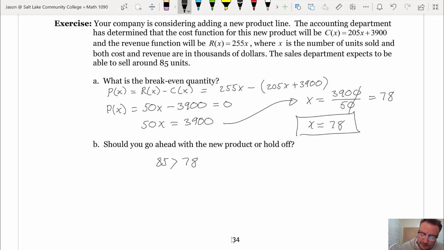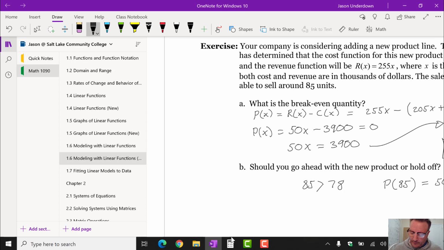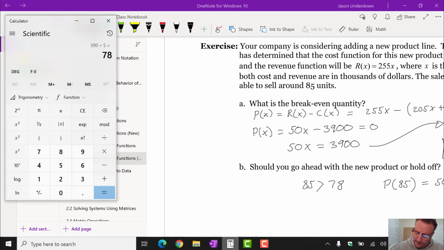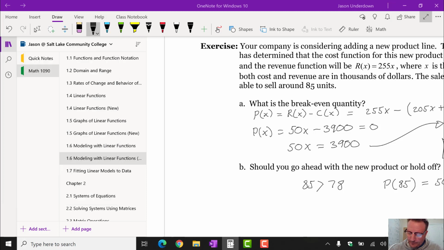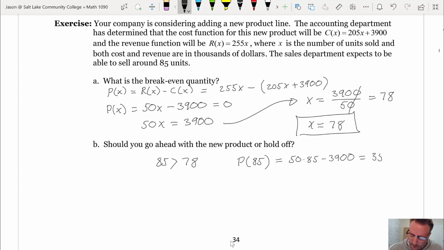Well, let's see. The profit at a production level of 85 sales is going to equal, well, our profit function is 50x minus 3900, so it's going to be 50 times 85 minus 3900. What is this? 50 times 85 minus 3900 is 350. Now remember, this is in thousands of dollars. So we're going to make a profit of $350,000.